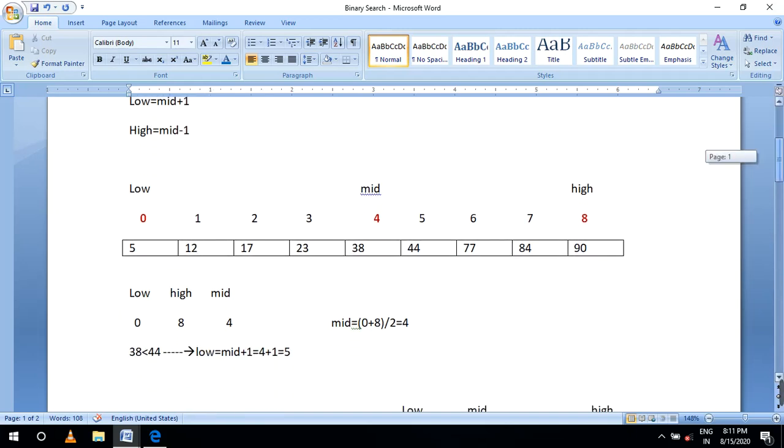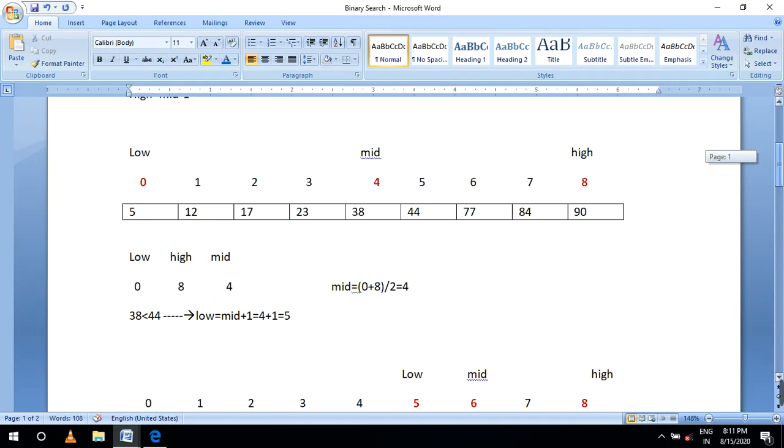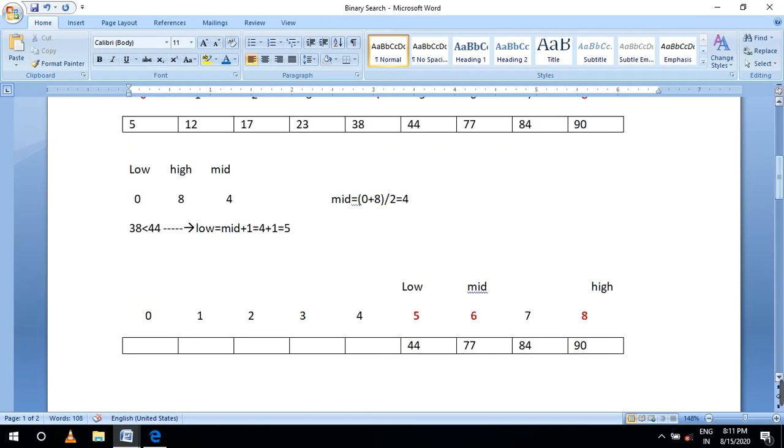Now you are searching for the element 44. So 38 is less than 44, which means we move to the low side. Compare with the low level. So we are calculating the low value. How will you calculate the low value? Low equals mid plus 1, equals 4 plus 1. Now the low value will be changed. Where is it changed? Yes, this is the low value.